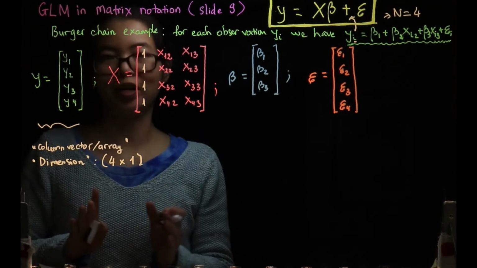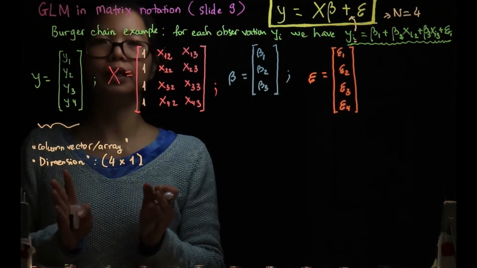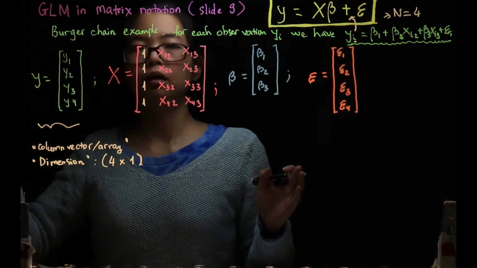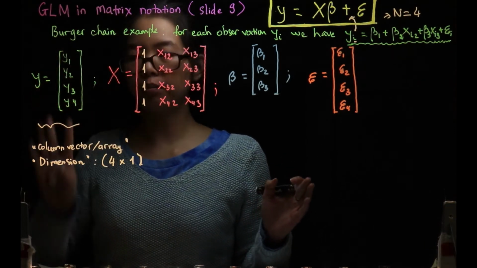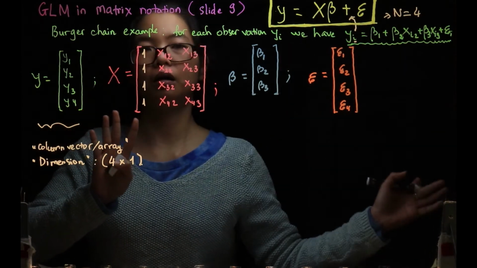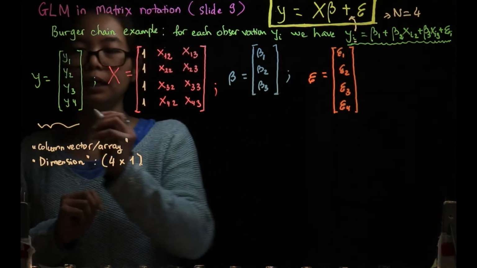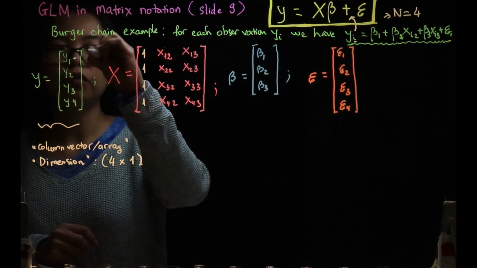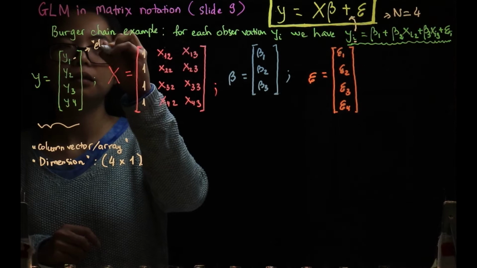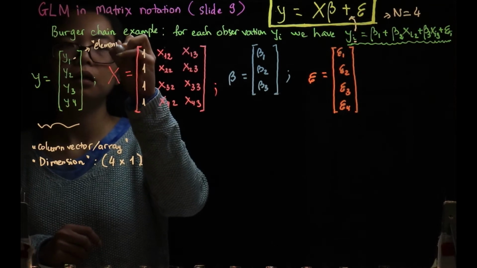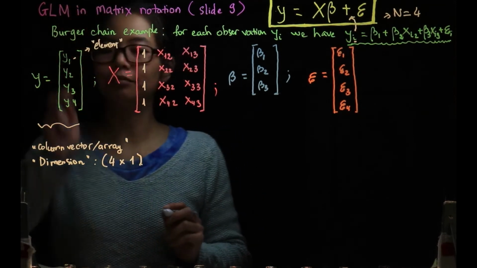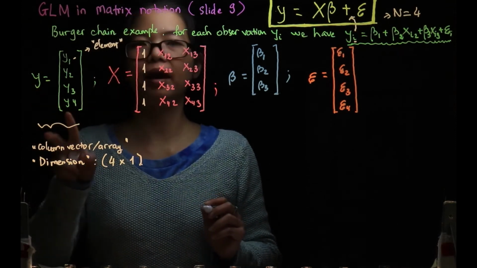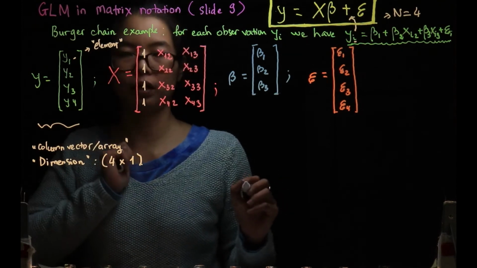One mantra to remember right now is when we talk about the dimension of a matrix or vector, rows come first. The number of rows times the number of columns. This is important, keep that in mind. And each of these E1, E2, E3, E4, we call an element. Okay, so Y has dimension 4 times 1. If you have n observations, then n times 1.